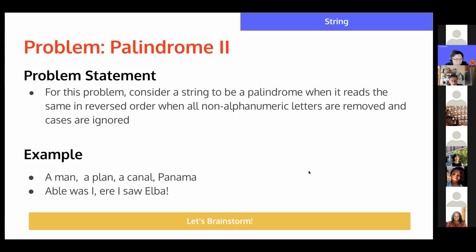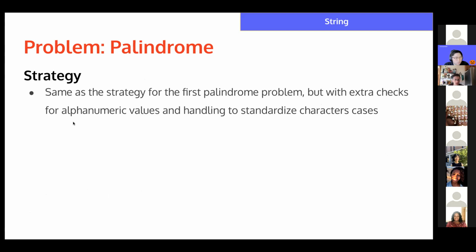And so that's why here we dive into that other solution that Valerie was mentioning, which is skipping on the fly the characters that we don't need to consider, the non-alphanumeric ones. So let's have a look at what that looks like. It's the same strategy as the first, but with extra checks for alphanumeric values, handling what we were talking about.